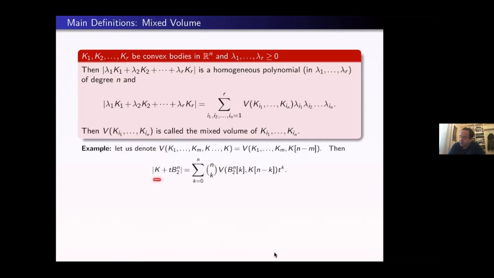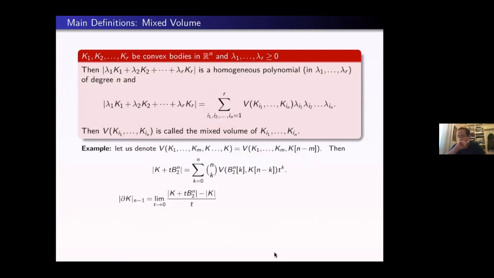For example, if you take K and add to it t times a Euclidean ball, here it doesn't matter that it's a Euclidean ball, you can take L if you want when you think about this exercise, then you get this beautiful, nice polynomial with these binomial coefficients. This formula simply follows from how many times you repeat the same thing here. So this is a very simple formula.